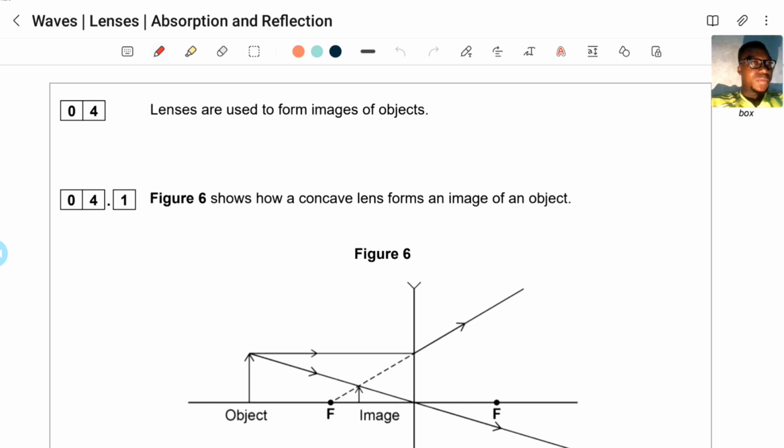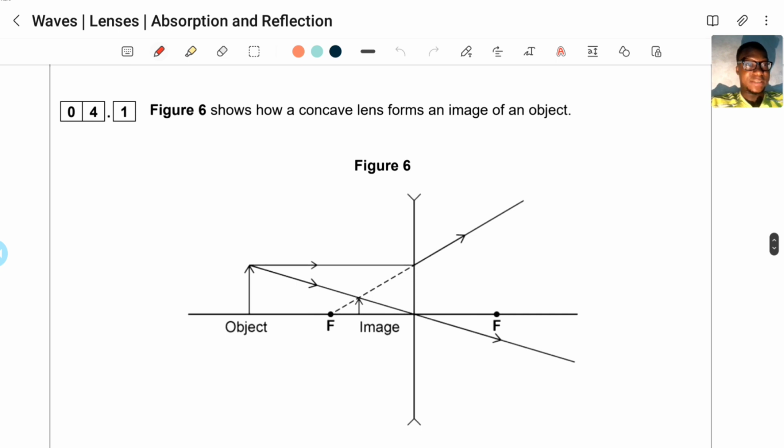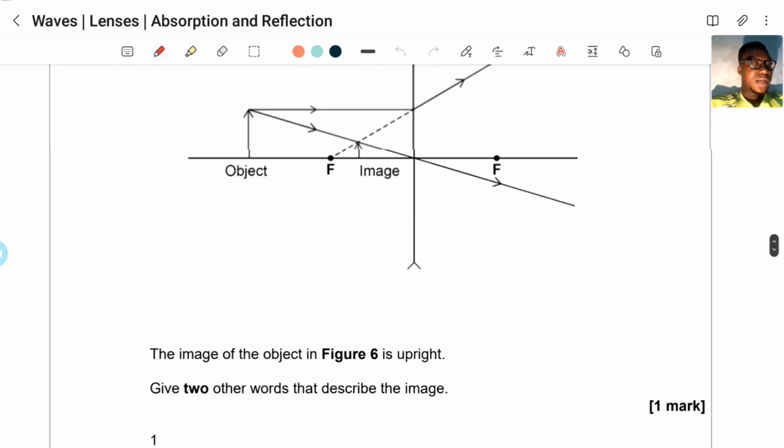Lenses are used to form images of objects. Figure 6 shows how a concave lens forms an image of an object. So here you have a diagram with the direction of the rays and how convex lenses and how concave lenses tend to form images. Now, there is one submission I want to make here. For concave lenses, the property of the image is just virtual, or a virtual image.